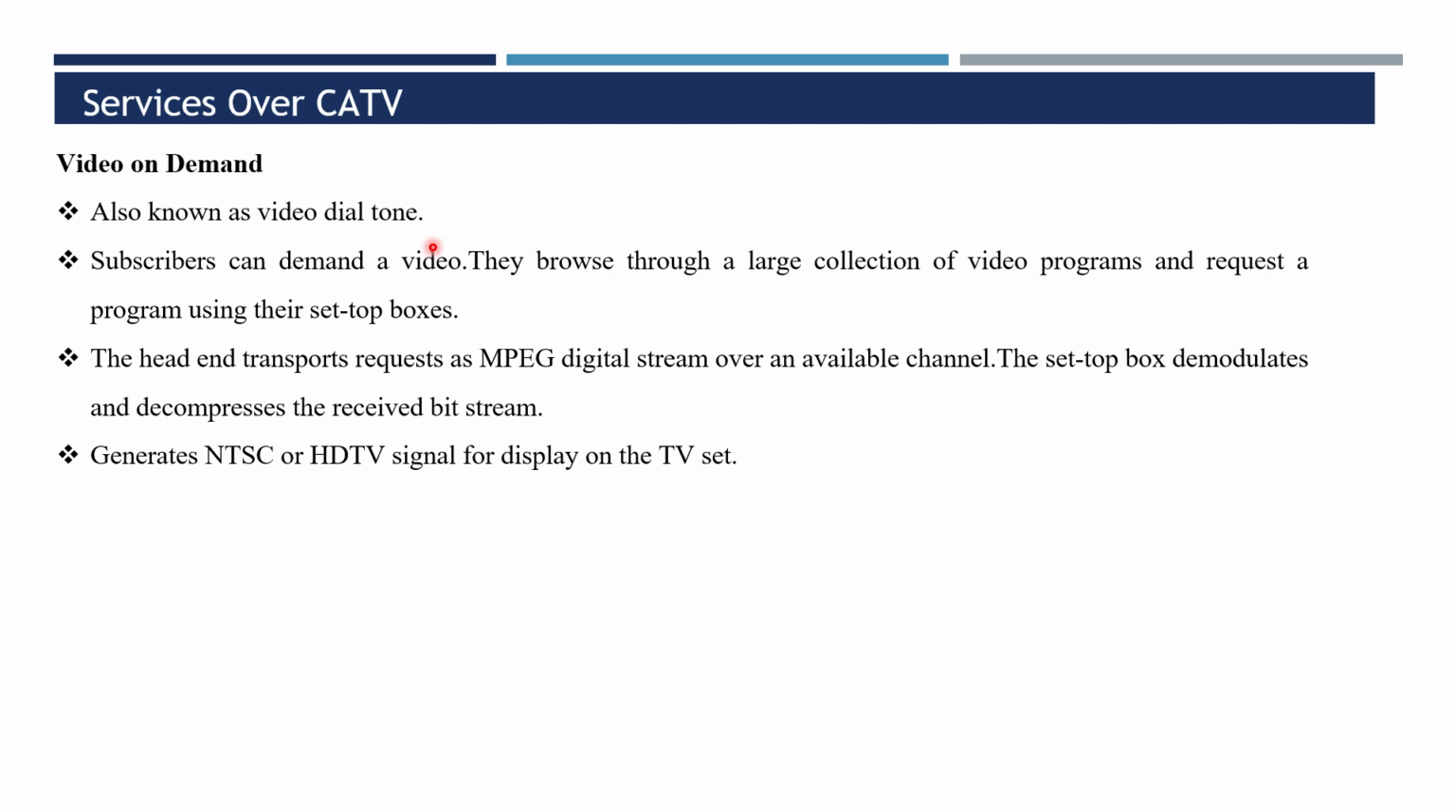This is video on demand. It is also known as video dial tone. Some subscribers demand videos instead of data or images. Video is a larger collection of programs, so in that case we need set-top boxes at the receiver end. The head end will request an MPEG video digital stream over the channel, and it will be decompressed at the receiver end. This generates a signal at the TV set, that is, in the set-top box.